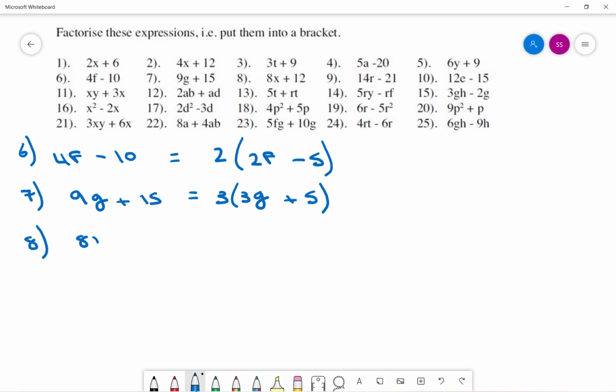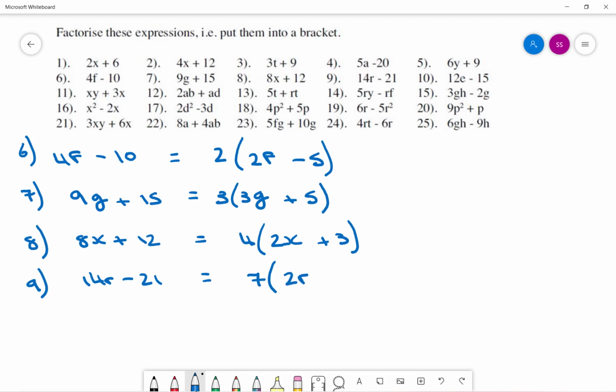For number 8, 8x plus 12. Our common factor here is going to be a 4. 8x divided by 4 leaves me with 2x, and plus 12 divided by 4 leaves me with plus 3. Number 9, 14r minus 21. Our common factor here is going to be 7. 14r divided by 7 leaves me with 2r, and minus 21 divided by 7 leaves me with minus 3. Because again, minus 3 times 7 is minus 21.